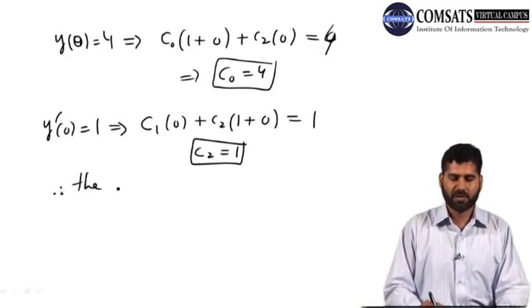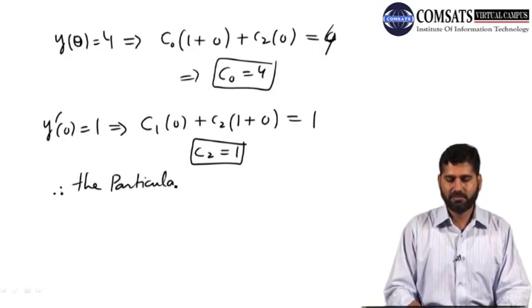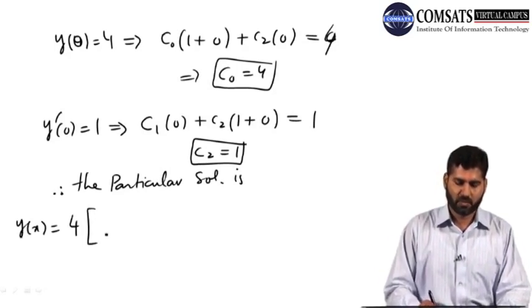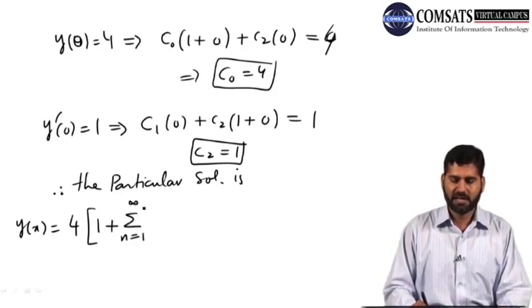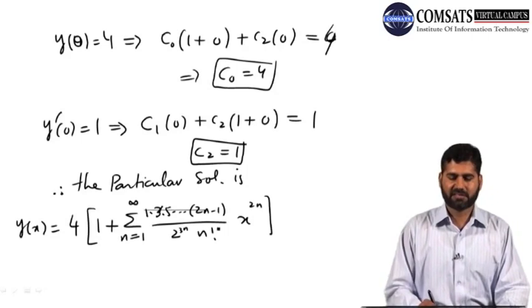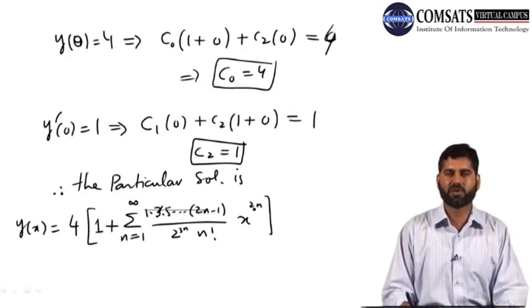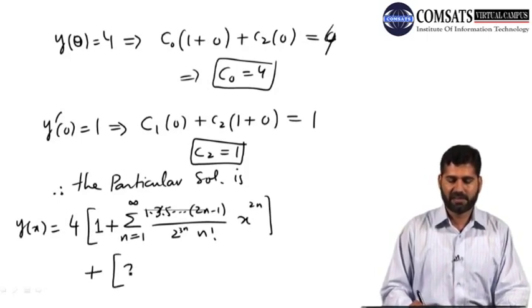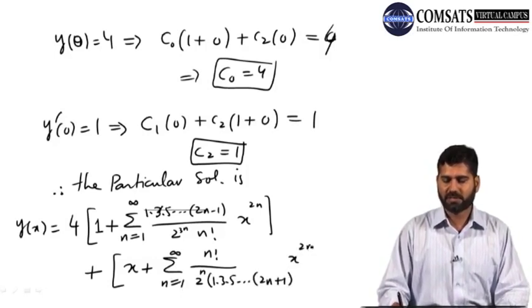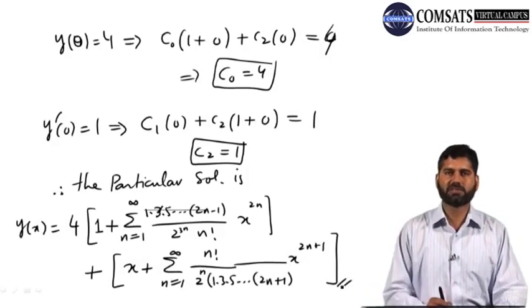So therefore the particular solution is y of x is equal to C0 is 4. So 4 times 1 plus summation n goes from 1 to infinity, 1, 3, 5, so on, up to 2n minus 1 over 2 to the power 3n n factorial x to the power 2n. I separated the first term because x to the power 0 is 1. Plus, here the first term is x and n goes from 1. If you don't write it like this, it's fine. No worries about that. n factorial, 2 to the power n and 1, 3, 5, so on, up to 2n plus 1 and x to the power 2n plus 1. So this is your final particular solution.